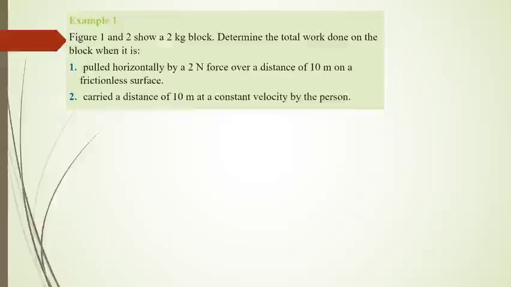Example 1 of figure 1 and 2. We don't have the figures here, so I'm going to draw those figures out for you. It shows a 2 kilogram block. Determine the total work done on the block when it is pulled horizontally by a 2 Newton force over a distance of 10 meters on a frictionless surface. And for number 2, it's carried a distance of 10 meters at a constant velocity by one person.